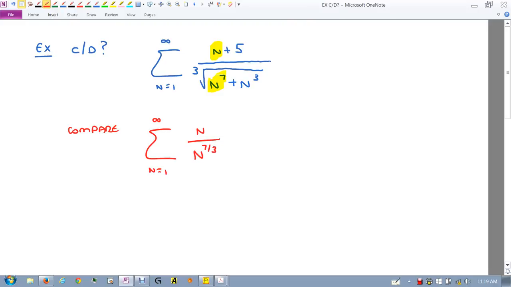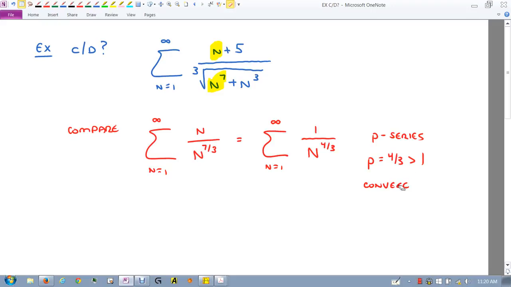Yes, and I'm going to clean it up. I just want to make sure everyone understood where the next piece is going to come from. This is going to be, what? 1 over n to the 4/3. What type of series is that? P series? It's convergent, because p is 4/3, which is bigger than 1, so it's convergent. So we have a convergent p-series that we're going to compare to this nasty thing.